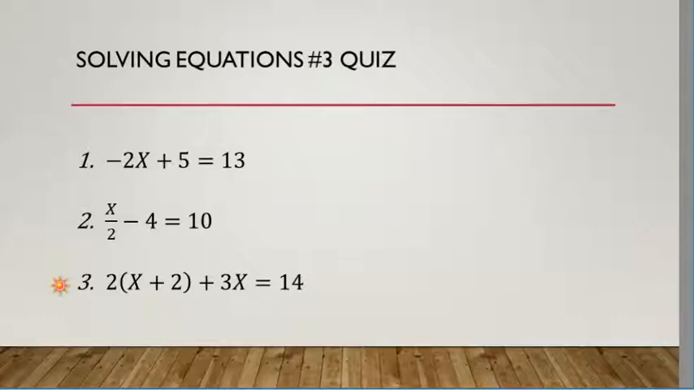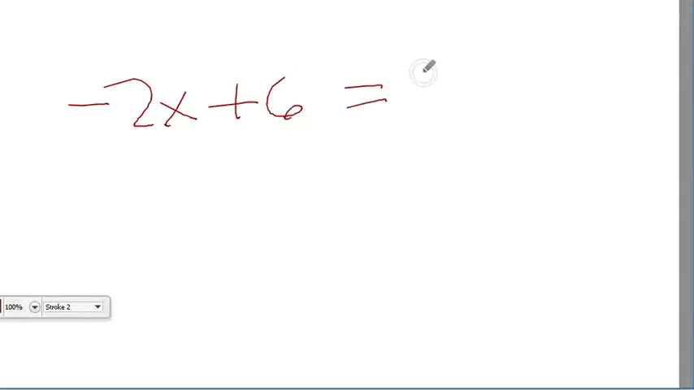So negative 2x plus 5 equals 13. We give you a practice one like that: negative 2 times x plus 6 equals 12. Go ahead and pause the video at this point. Try this question right here on your own, and then push play and see if you did it correctly.